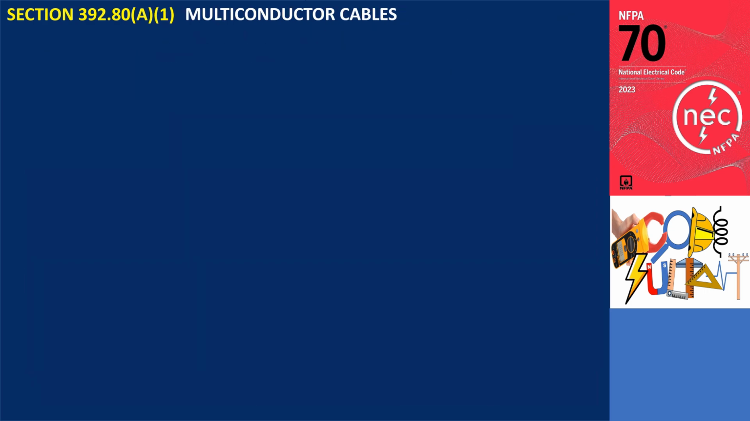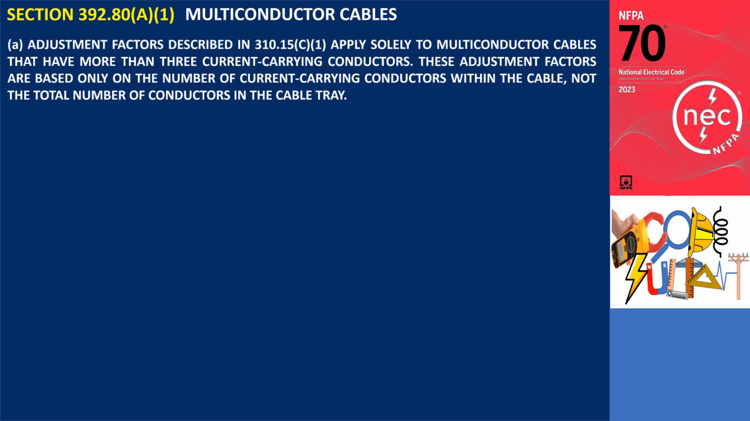Subsection 392.80(A)(1)(a) specifies that the adjustment factors described in 310.15(C)(1) apply solely to multiconductor cables that have more than 3 current-carrying conductors. These adjustment factors are based only on the number of current-carrying conductors within the cable, not the total number of conductors in the cable tray.